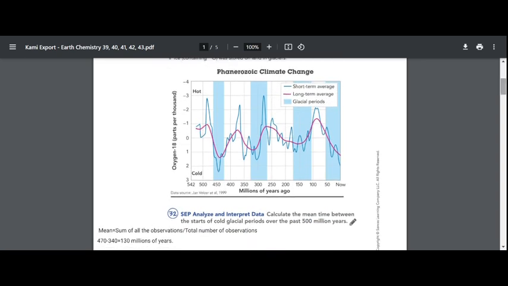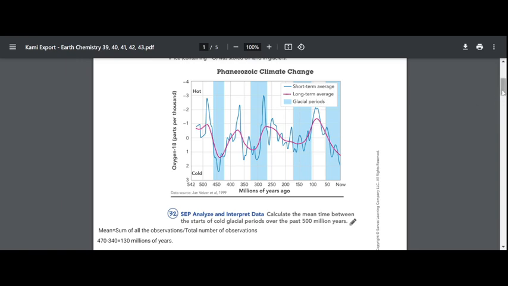So over here we've got the Phanerozoic climate change, okay, and the y-axis shows oxygen 18 parts per thousand, and then the x-axis shows millions of years ago. The blue solid line shows the short-term average. The red dotted line shows the long-term average. And then the light blue shows the glacial period, okay?